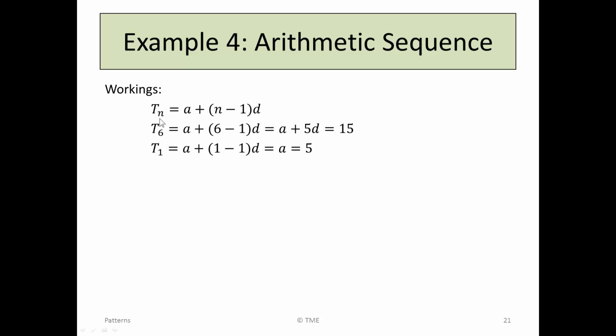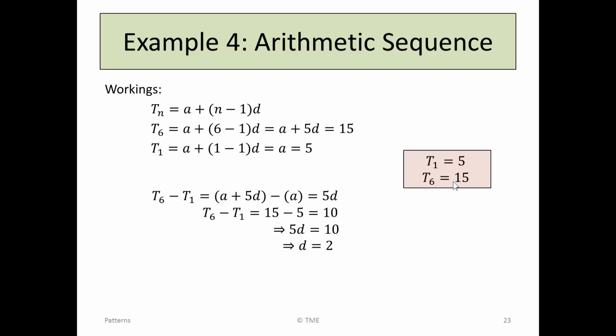Now, with the following workings, we know the general formula, Tn, is A plus n minus 1 times D. So the sixth term would be A plus 6 minus 1 D, or A plus 5 differences, as we had before, and we're told that that's equal to 15 in this question. T1, the first term, is A plus 1 minus 1 D, or 0D, or simply A. We're also told that that's 5. So with T1 equal to 5 and T6 equal to 15, we can now solve for D. T6 was given as A plus 5D, and T1 given as just A. So A plus 5D minus A is 5D. From a numbers point of view, T6 minus T1 is 15 minus 5, and that's equal to 10. So joining the two, we find that 5D must equal 10. Dividing by 5 on both sides, we get D is equal to 2.